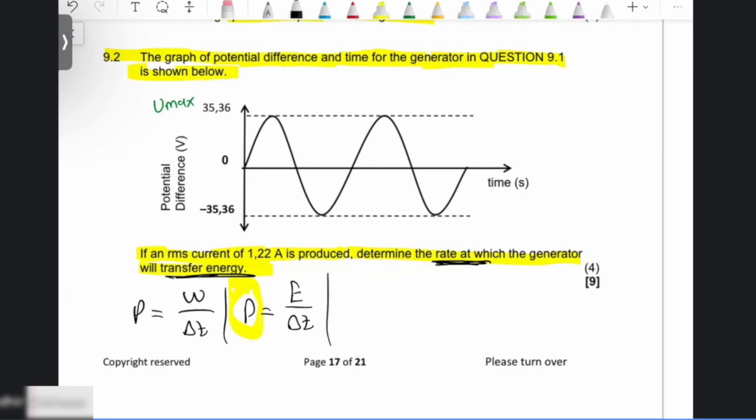So what is our power formula? Power formula would basically be Vrms times Irms. We just need to get what our Vrms is going to be. Vrms is going to be 35.36 divided by root 2.